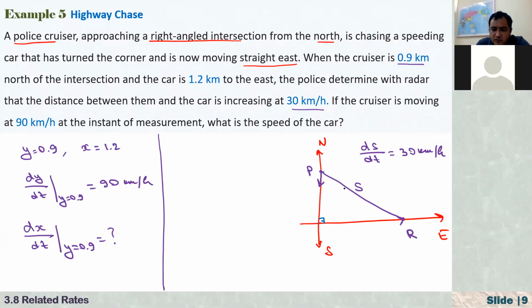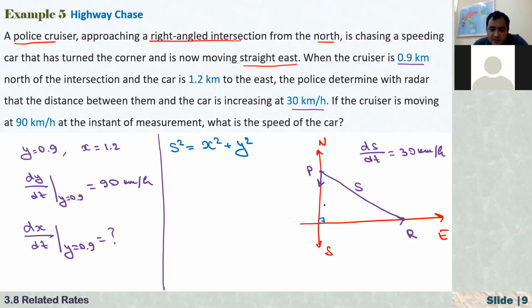Now, how can we model an equation that connects the distance between these two cars and how far they are from the intersection? Using just the Pythagorean theorem, we have s squared is equal to x squared plus y squared, where p is just y.